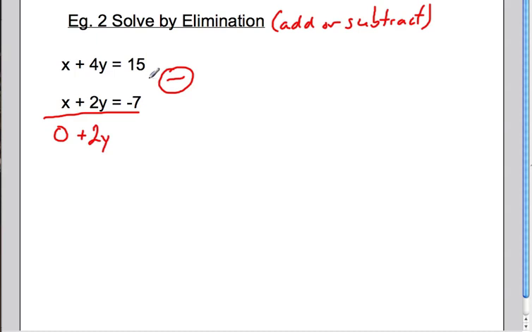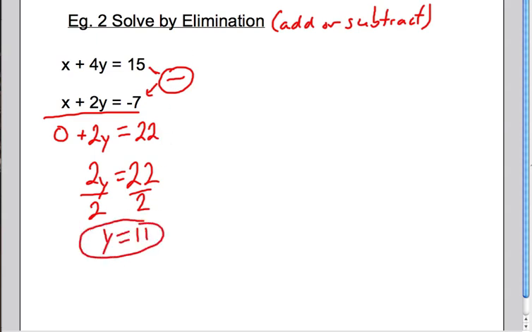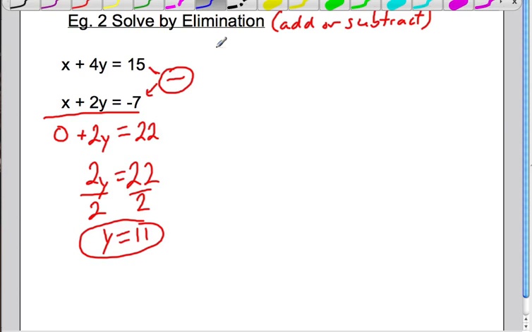And here be very, very careful. I am subtracting, so I'm going to do 15 minus negative 7. 15 minus negative 7 is the same as adding 7. So it's actually going to be 22. That's a very common mistake. Be careful. It's not 15 minus 7. It's 15 minus negative 7, which is 15 plus 7. So we got 2y equals 22. We can divide by 2. We get y equals 11. Okay, and that's half of our solution.